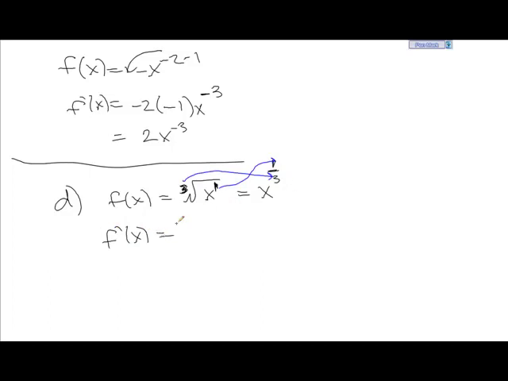Bring down the 1/3. Subtract 1 from the exponent. So I have 1/3 x to the 1/3 minus 1. And be careful here, because 1/3 minus 1 is negative 2/3. And if you need a little bit of a refresher there, we can always write a whole number as a fraction. Well, 1 is really just 3 over 3. And that gives me a common denominator. 1 minus 3 is negative 2, and it's negative 2/3. So there's my answer.